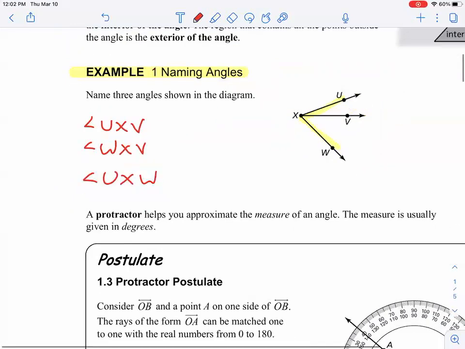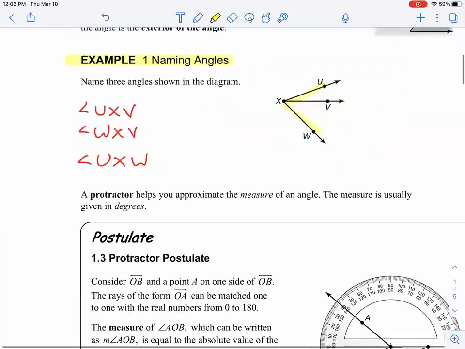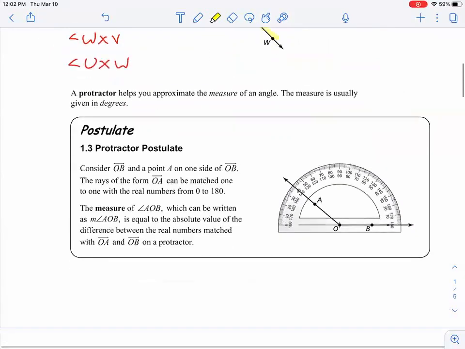Any questions on that, on naming those? One objective down. The second one is going to be measuring angles.